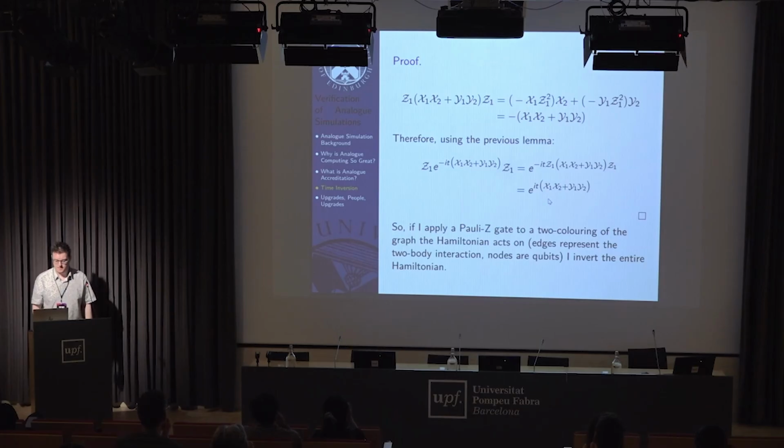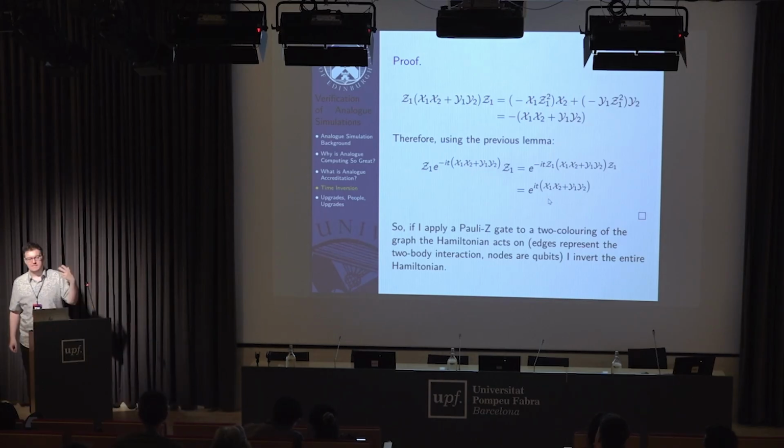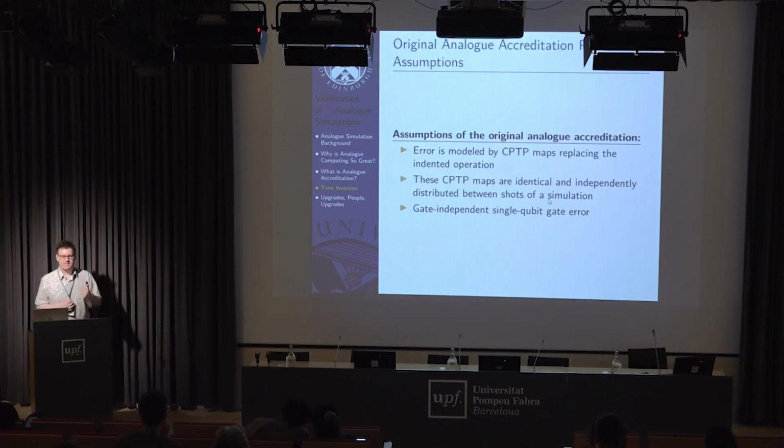entire time evolution here. So the generalization of this is that if I apply a Z Pauli gate to a 2-coloring of a graph that represents the interactions, where each edge is an XY interaction, then, regardless of the structure or the size of the system, I've now inverted the entire time evolution. And this is useful for exactly the reason that I mentioned earlier and showed in the diagram I gave, because now we can get the entire trap to collapse and at the same time experience the same error as the target simulation.